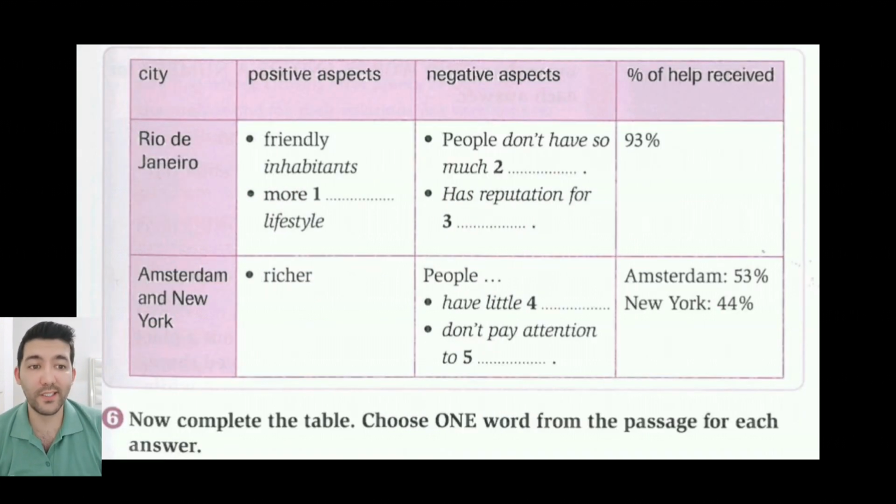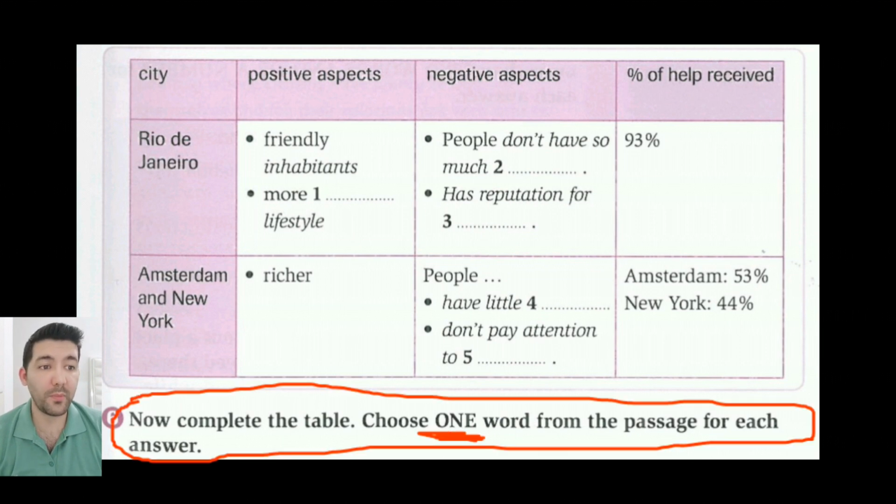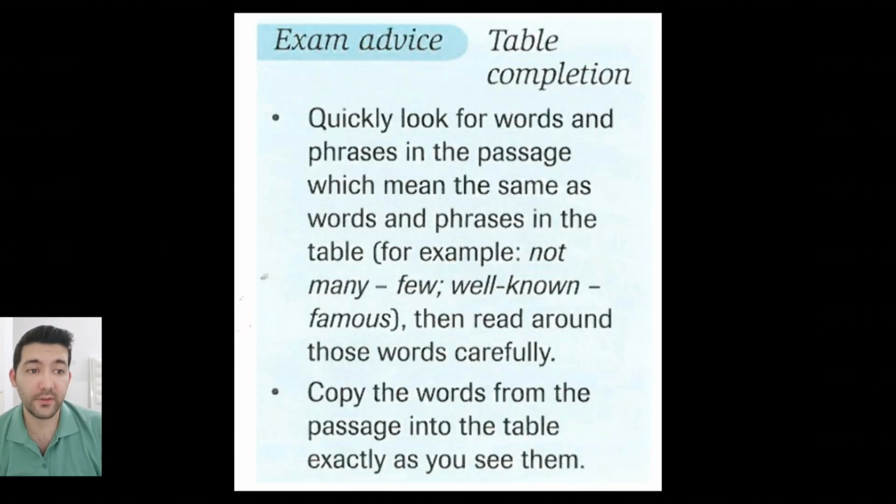Now exercise 6. Complete the table. Choose one word from the passage for each answer. But first, let's take a look at the exam advice.